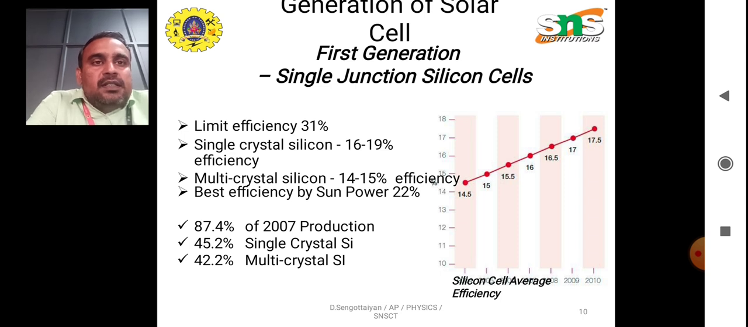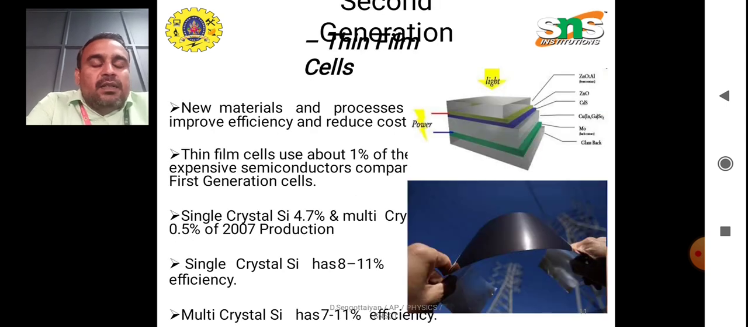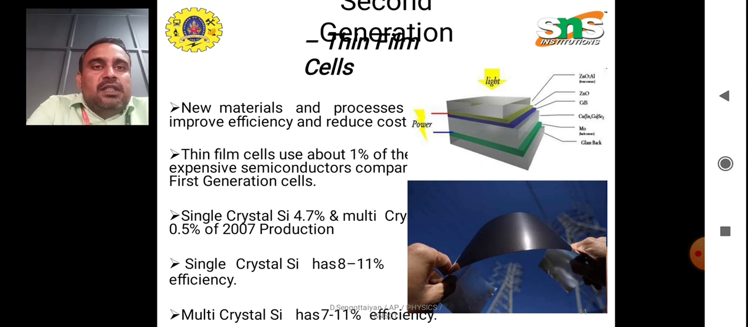Next, first generation single junction silicon solar cells, with efficiency of 31%. Different types of silicon materials, single crystalline silicon and multi-crystal silicon materials, are used. The next important thing is thin film solar cells. New materials and processes improve efficiency and reduce cost. Thin film cells use about 1% of the expensive semiconductors compared with first generation solar cells. Single crystal silicon was 4.7% and multi-crystalline silicon 0.5% of 2007 production.